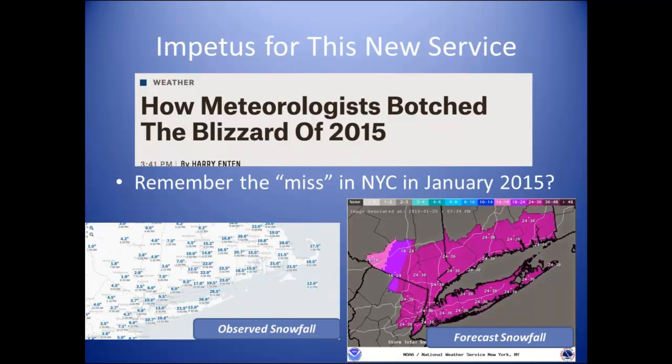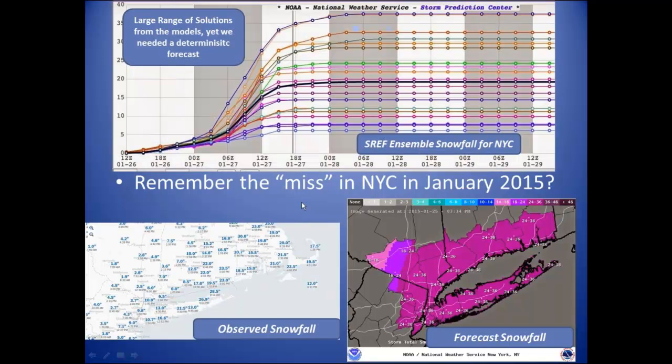In some areas, you look at the map here on the left of the observed amounts. In some places they did see 21 inches to over a foot of snow. In other areas, not so much. They didn't get nearly that much snow. So what happened? What you're seeing at the top now is several different models that produce snowfall accumulations.